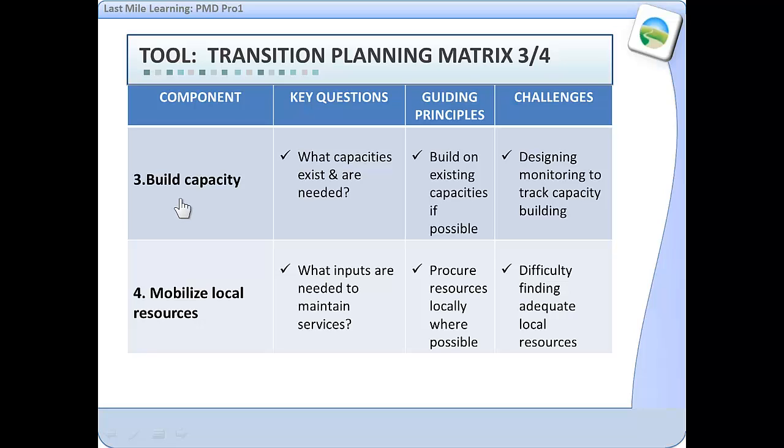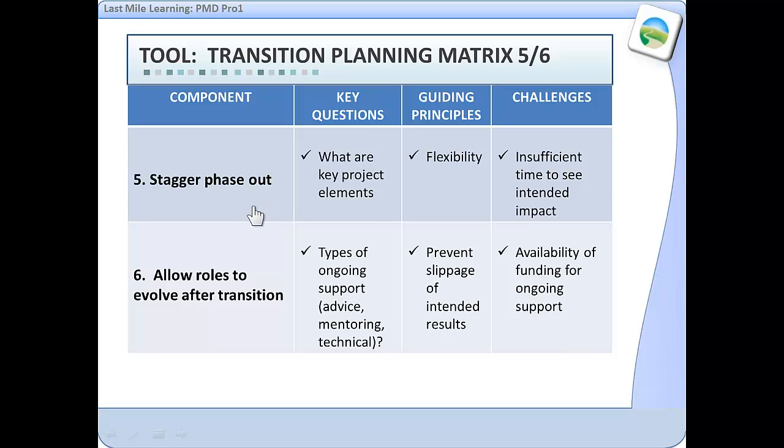Third one, of course, building capacity. What capacities are needed and what exist, building on existing capacities, and then designing monitoring to track capacity building. So capacity building may be a direct output, but it could also be an indirect one that is assisting in everything else that you're trying to do. Extremely important for successful sustainability. Mobilizing local resources: what inputs are needed to maintain services, procure resources locally wherever possible. There's often a challenge of the difficulty in finding adequate local resources.